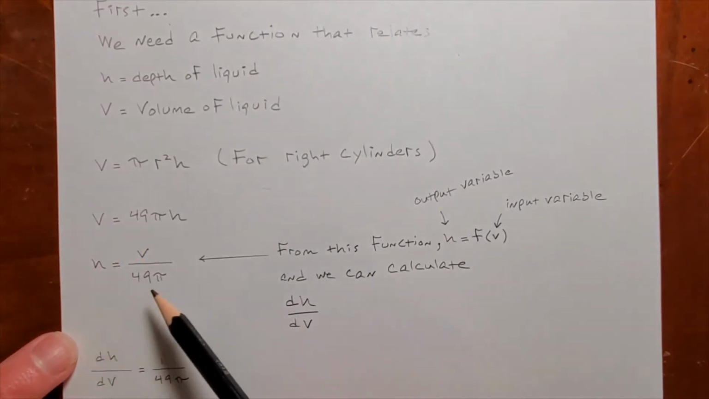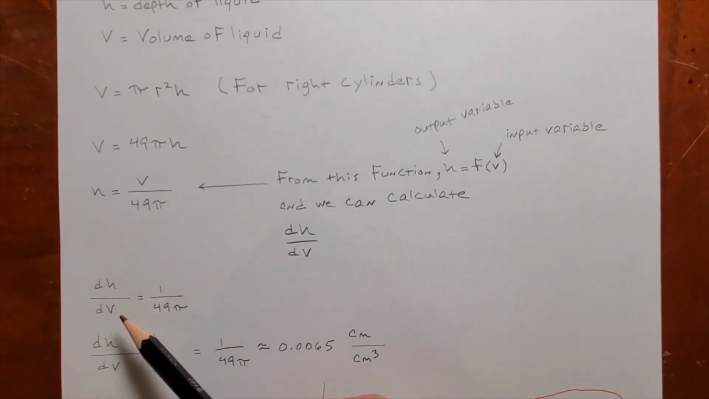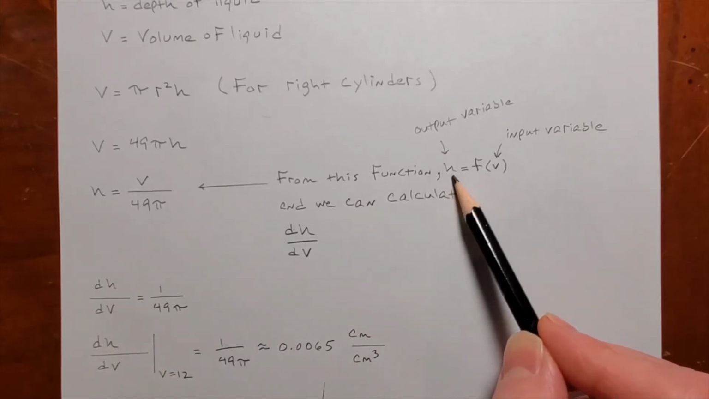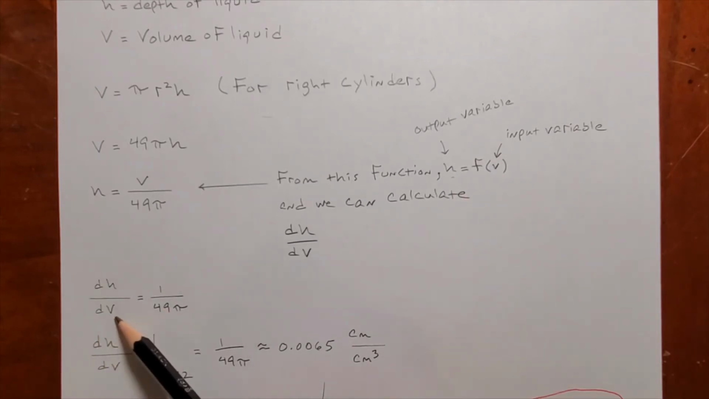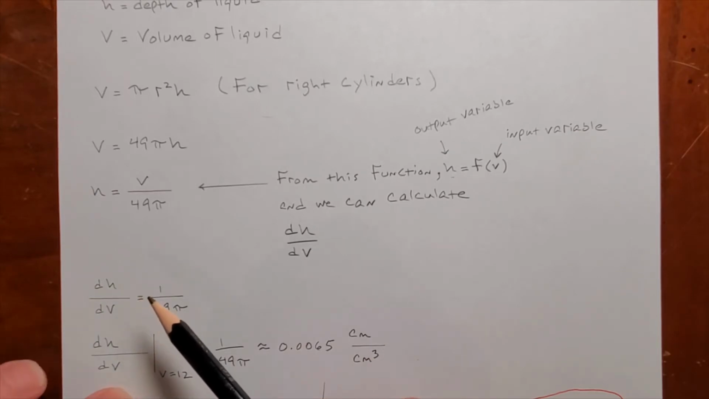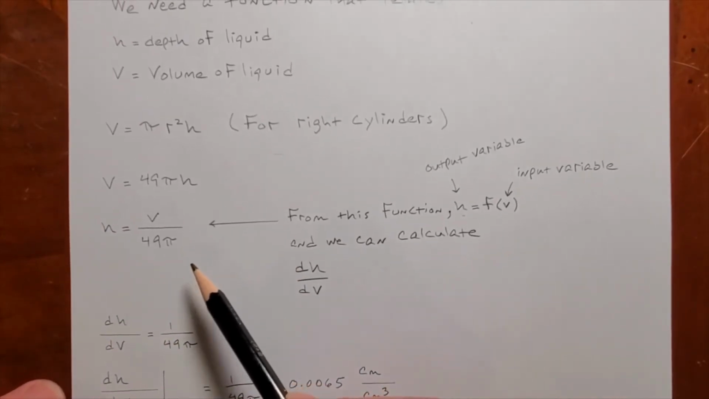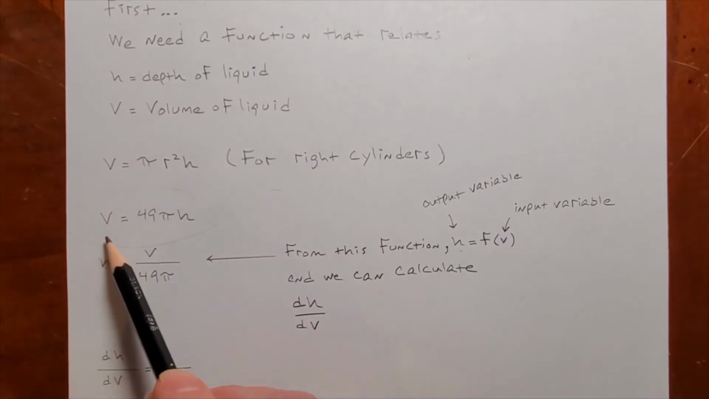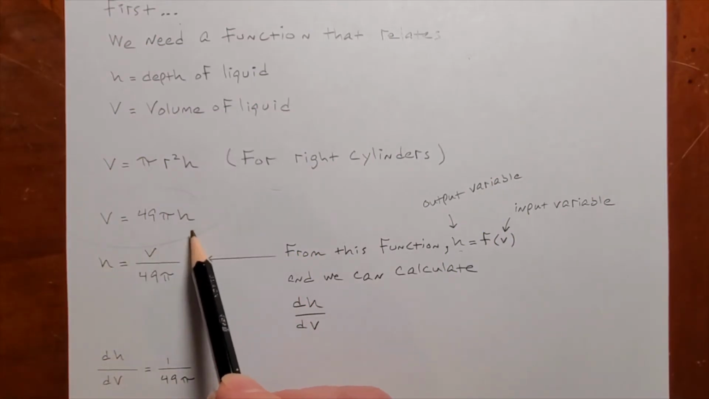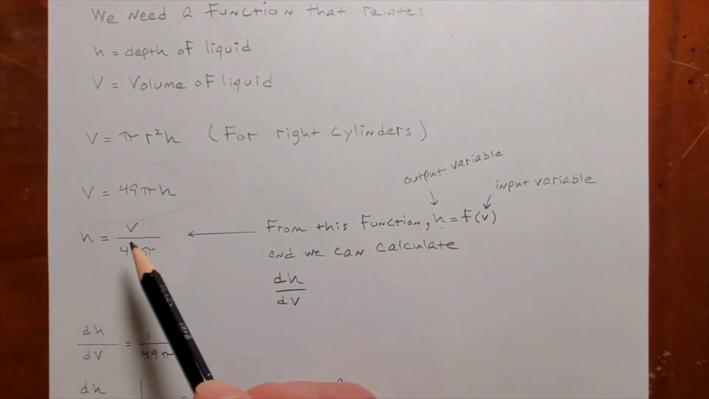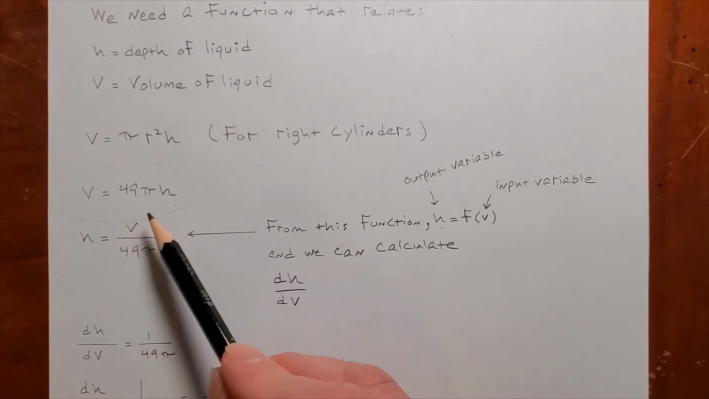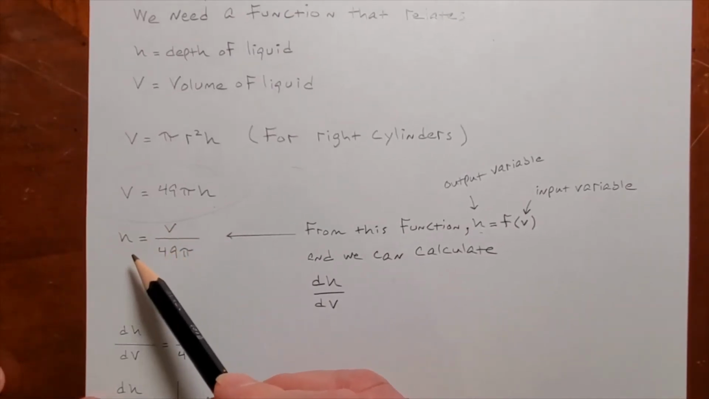Now, why did I present it to you this way? Well, to find the derivative, dh over dv, I need h, this variable on top, to be a function of v, this one on the bottom. So to find that particular derivative, you need h to be a function of v. Maybe that's how you find the volume if you know the depth, but I need it the other way. I need h to be a function of v, meaning if I plug the v in and do the math that's in the function, I'll get h, okay?